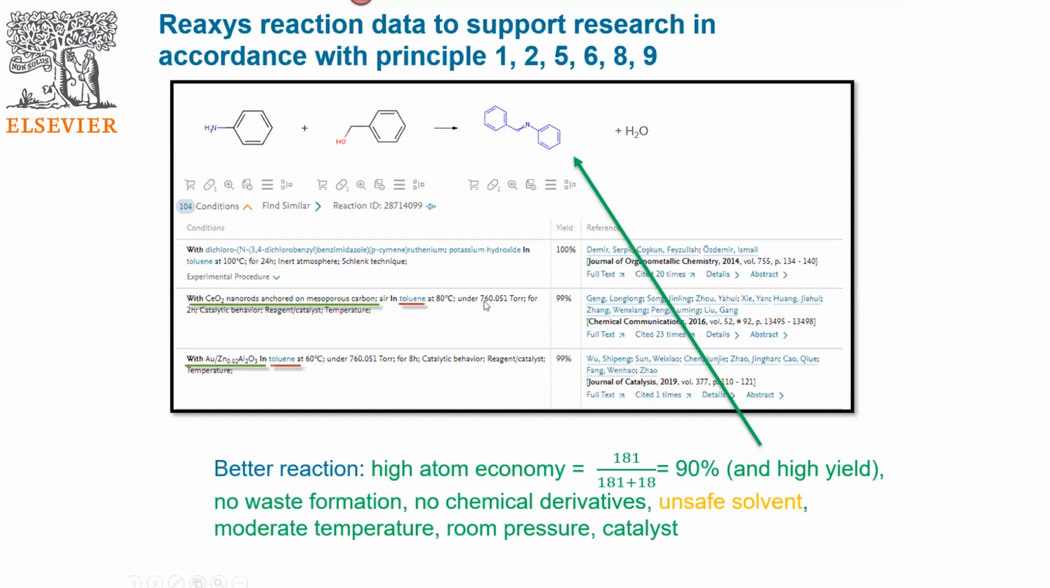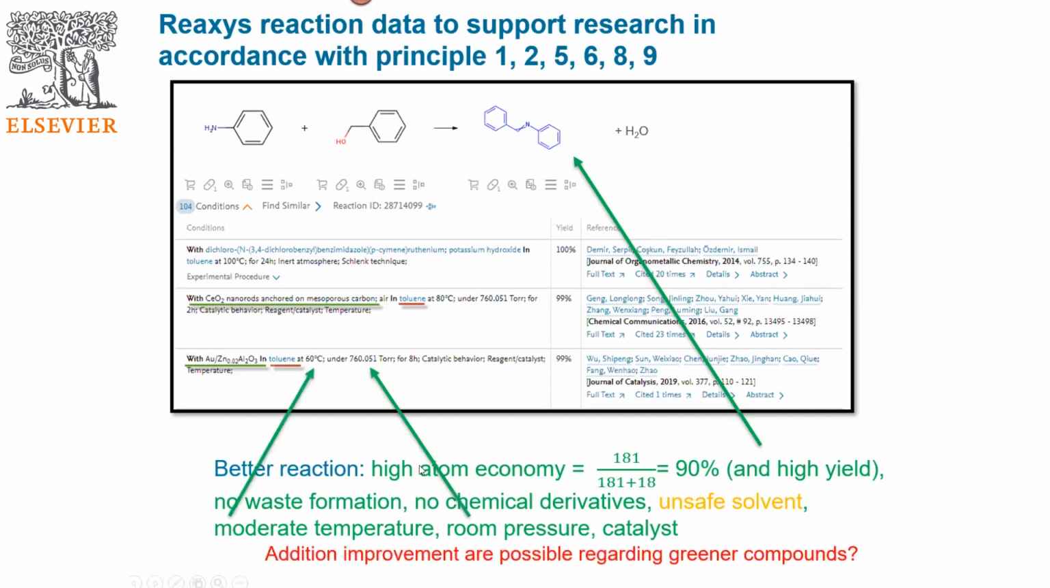In Reaxys, all pressure is measured in torrs. This one is room pressure. What makes it greener is that this one is carried out with a catalyst. So this is how Reaxys reaction data can help you assess whether a reaction is green or not very green. This one looks much better than the previous one, but still, can we improve something? For example, temperature and pressure.